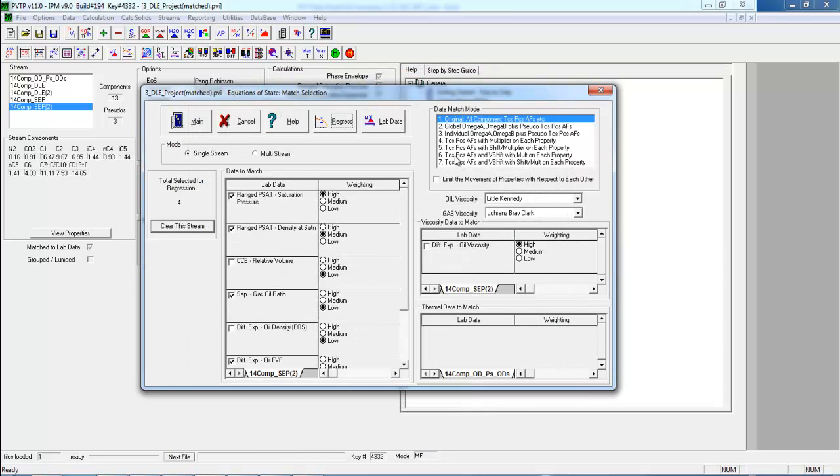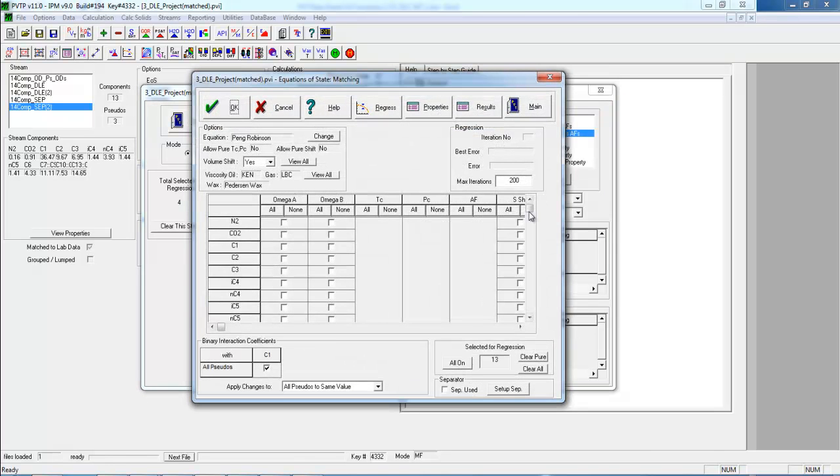Okay. Maybe we include omega. Okay. You are happy with including omega. So now we have more parameters to control our equation of state, and we will see, is that better than without omega A and B?